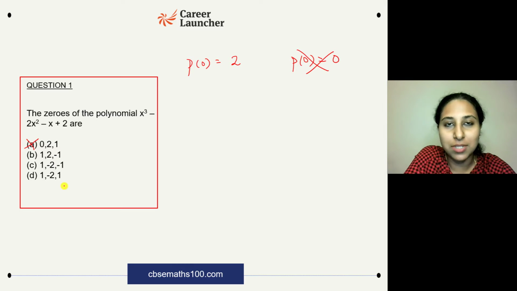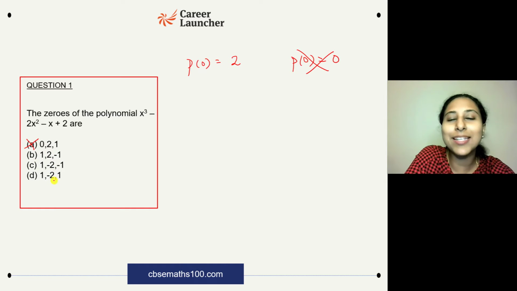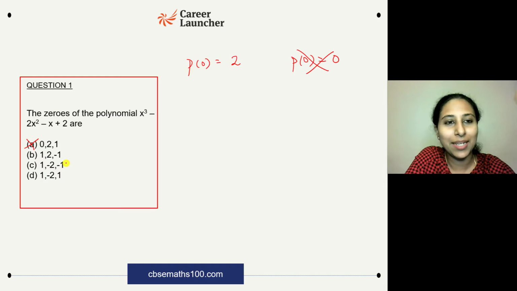Look at the remaining options. All of them have 1. So 1 is definitely a zero. You don't have to check for 1. Confusion would be whether 2 or minus 2 is a zero, 1 or minus 1 is a zero. So since we already know 1 is a zero, let's just check for minus 1.